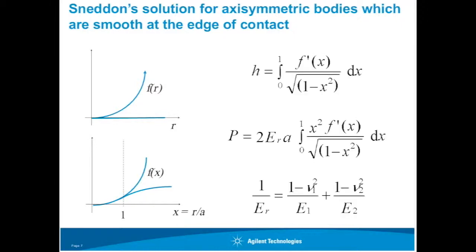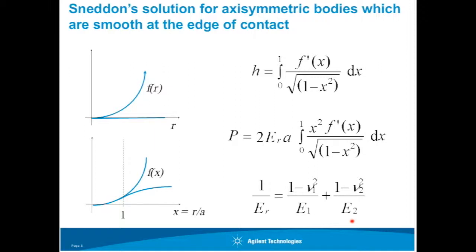Okay, here is Sneddon's general solution for axisymmetric bodies, which are smooth at the edge of contact. I know this looks complicated, but you'll see the simplicity once we work through a few examples. We have an expression for displacement which only depends on geometry, so it only depends on geometry through this function f of x. Here, we also have an expression for force, which depends both on geometry here and on elastic properties here. And here, I've expanded the expression for E sub r to show how it's related to the Young's modulus of each body, here and here.